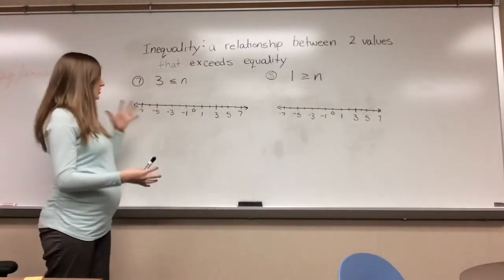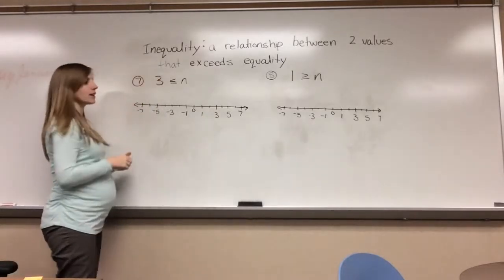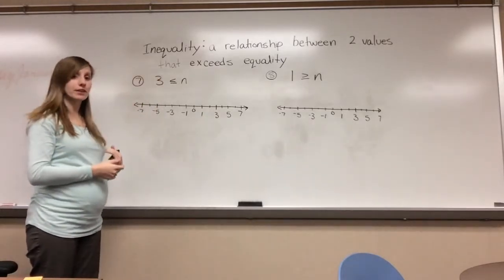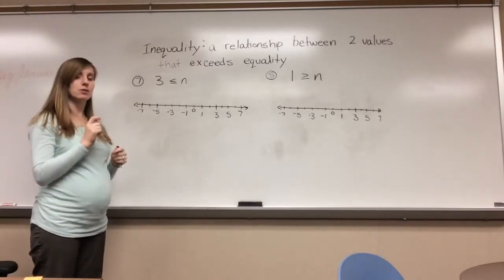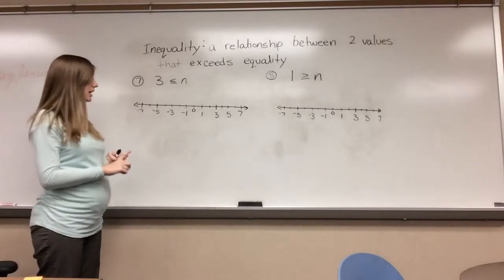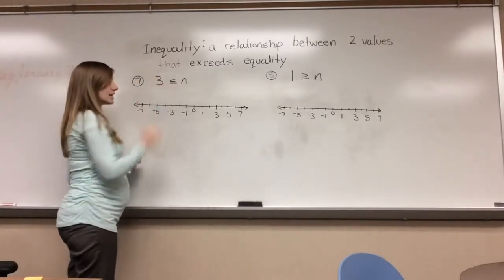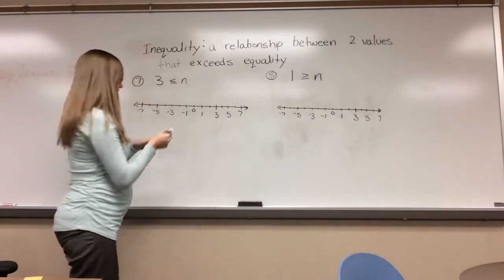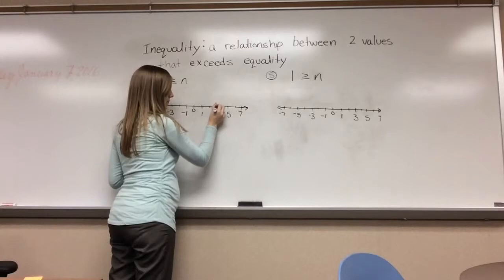So our first job is to go ahead and put a point at 3. I have to figure out if it's going to be open or filled in. Remember, the equal to bar is what tells you if it's going to be an open dot or a closed dot. This says less than or equal to. If it's equal to, it is filled in. So I'm going to put a filled in dot at 3.